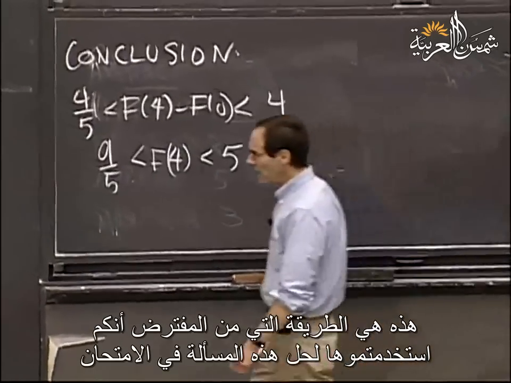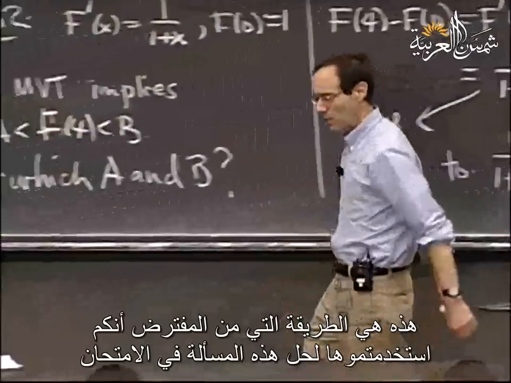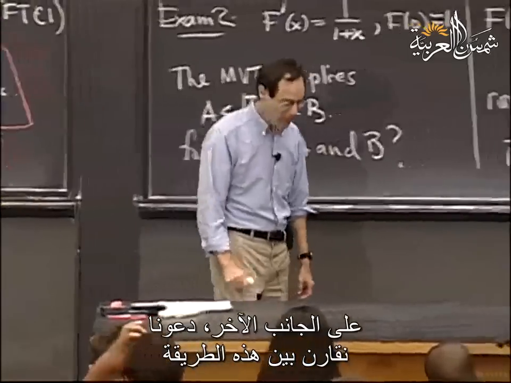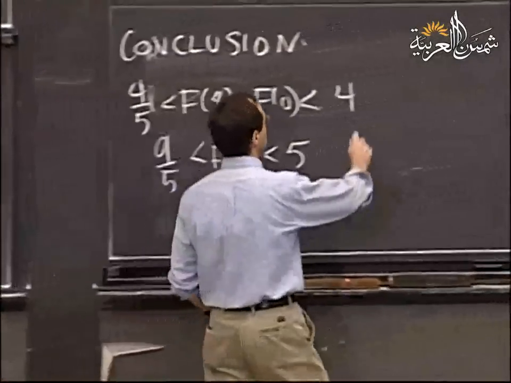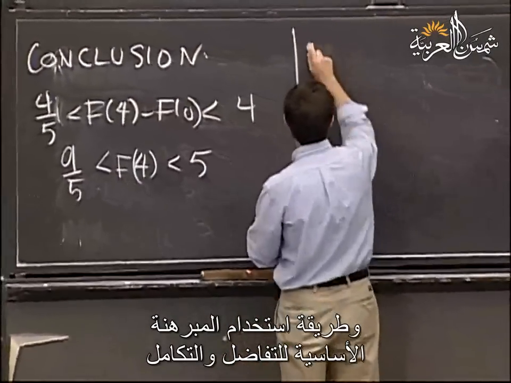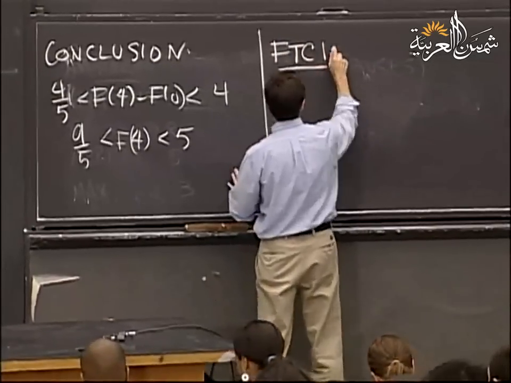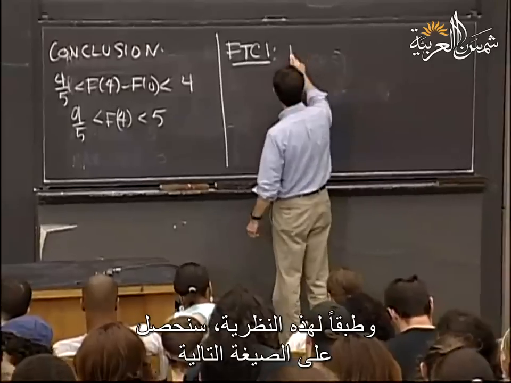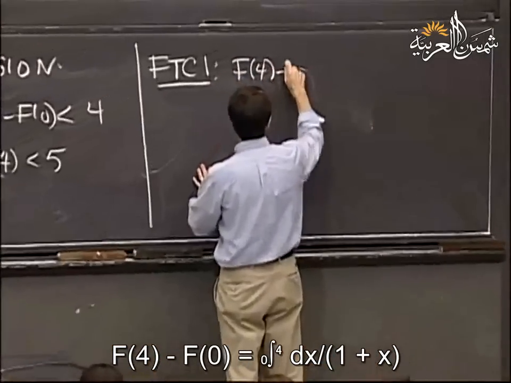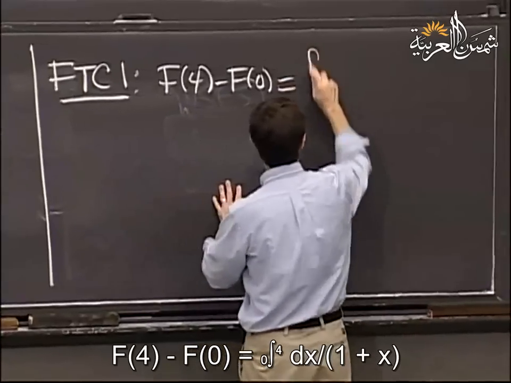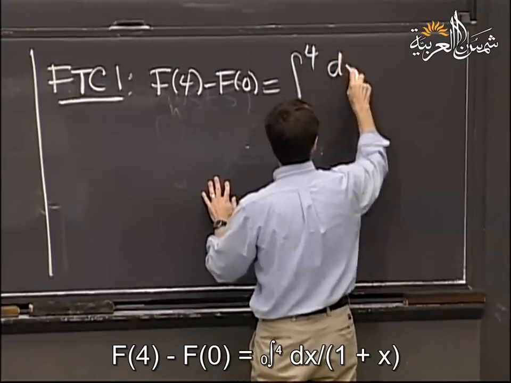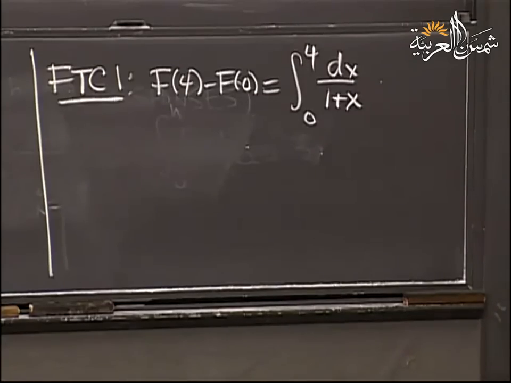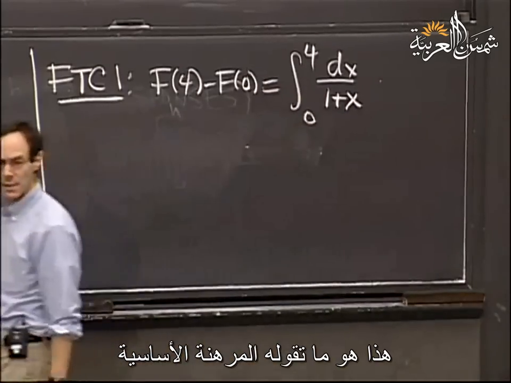All right, so that's the way that you were supposed to solve the problem on the exam. On the other hand, let's compare to what you would do with the fundamental theorem of calculus. With the fundamental theorem of calculus, we have the following formula. F of 4 minus F of 0 is equal to the integral from 0 to 4 of dx over 1 plus x. That's what the fundamental theorem says.